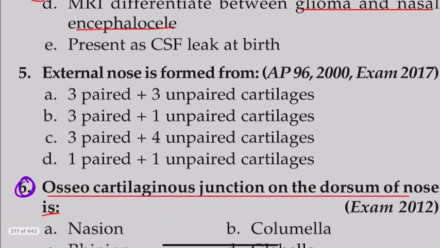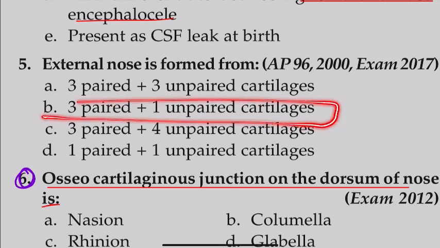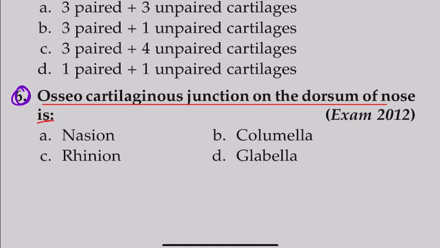Nasal glioma. The external nose is formed by how many cartilages? Three paired and one unpaired cartilage. The bone and cartilage junction on the dorsum of the nose, the osseo-cartilaginous junction, is the rhinion.